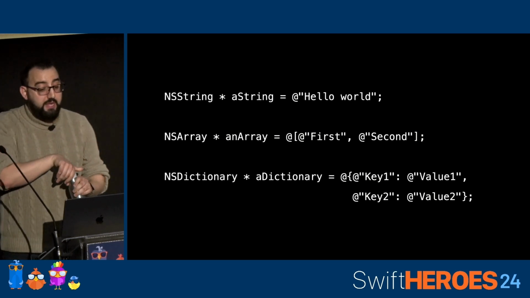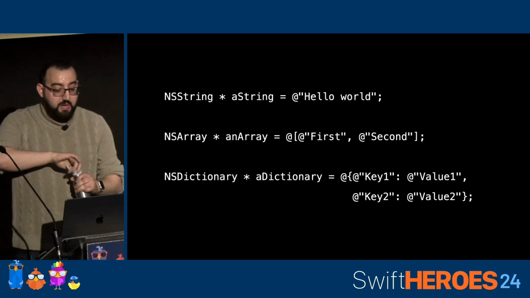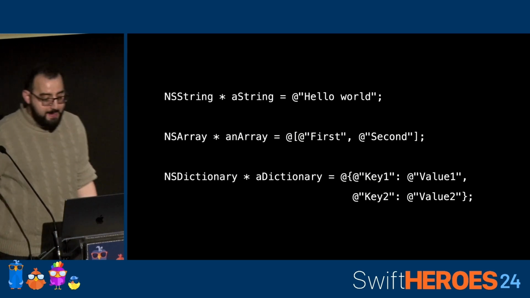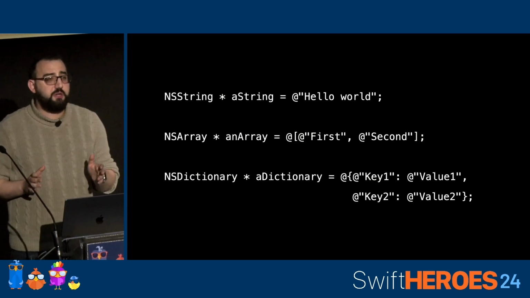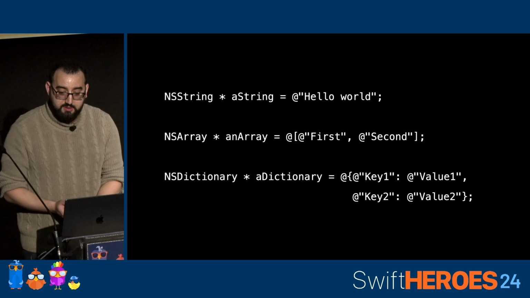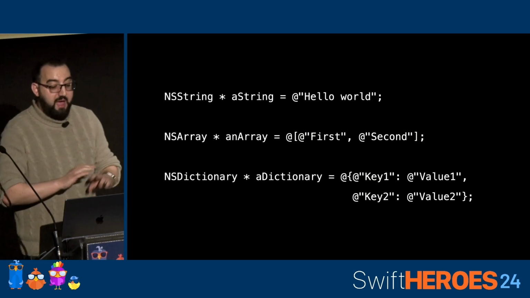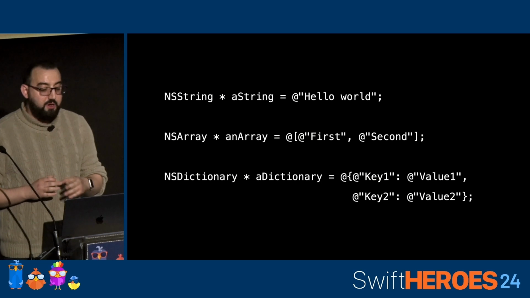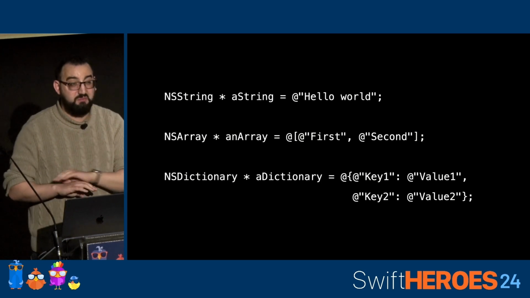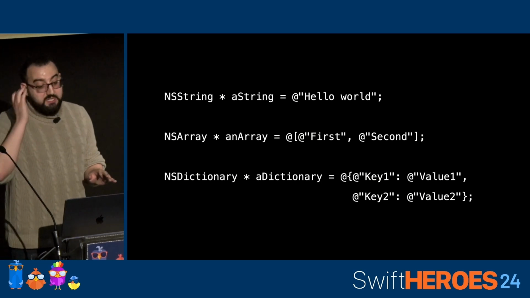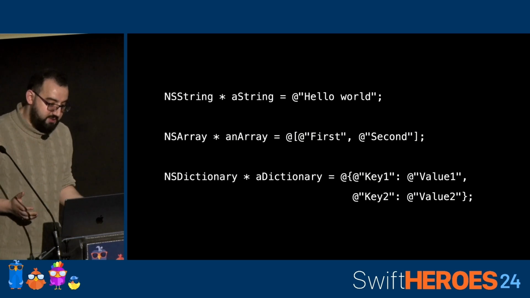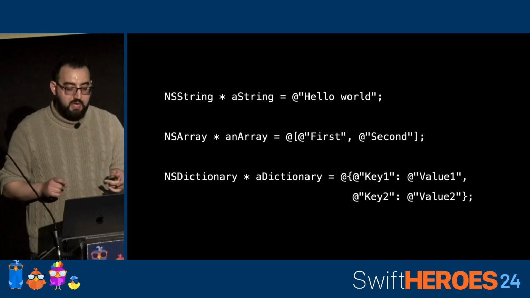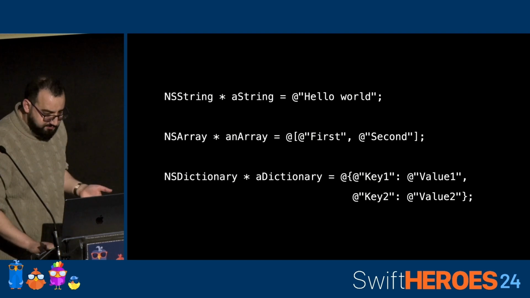So this is how you declare an NSString, NSArray, and NSDictionary literal in Objective-C. Three things to note here. Number 1, no type inference. When you declare a variable, you have to specify its type. Number 2, we use the @ symbol for Objective-C literals. You're gonna see the @ symbol a lot. This distinguishes them from their C counterparts. And 3, the dictionary literal uses curly braces instead of square braces like in Swift.